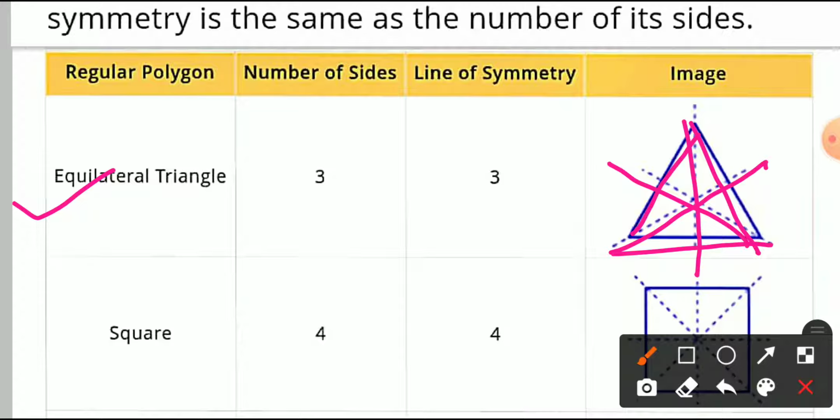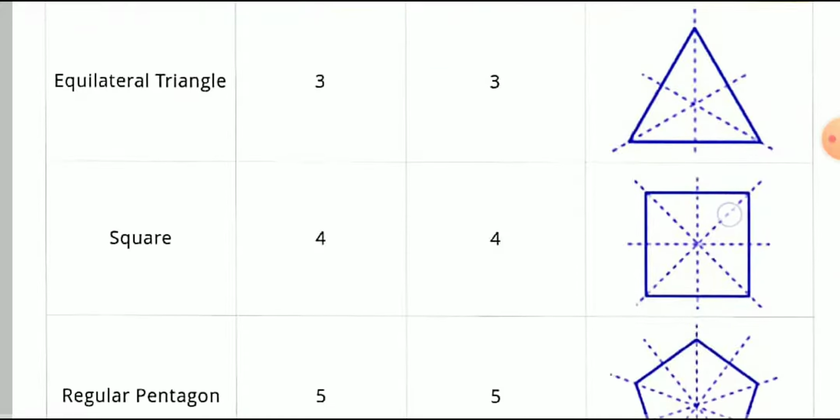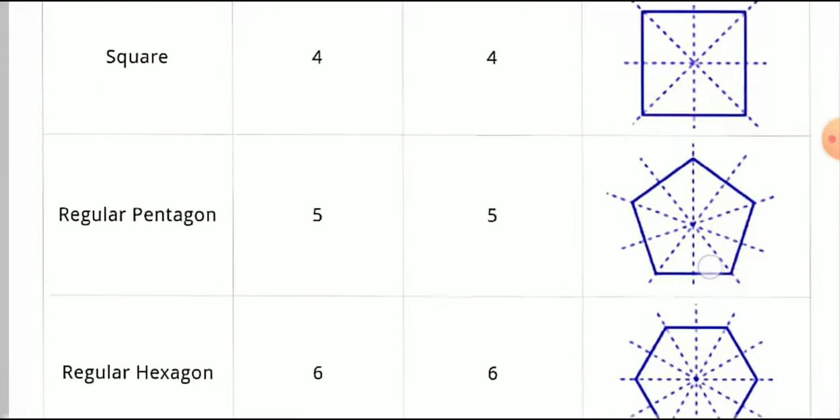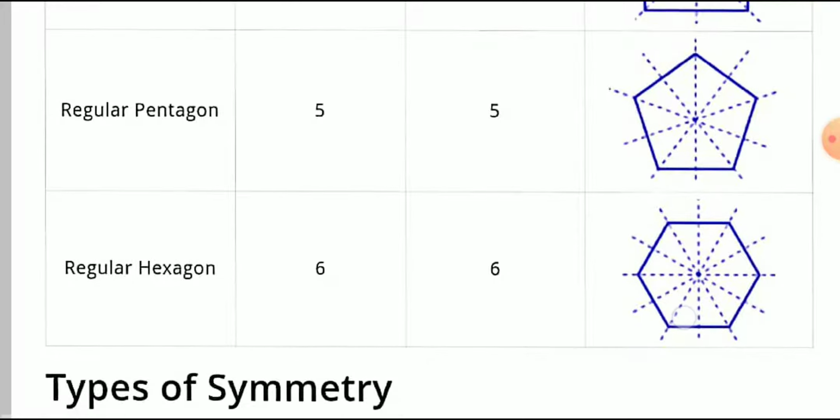Second figure is of a square. It contains four sides and four lines of symmetry. Regular pentagon, five sides and five lines of symmetry. Regular hexagon, six sides and six lines of symmetry. Likewise, octagon, heptagon, nonagon, decagon, etc.